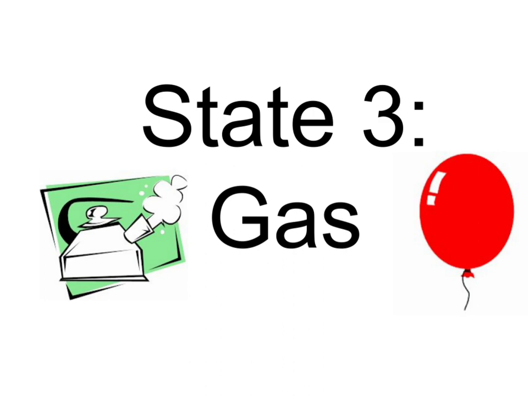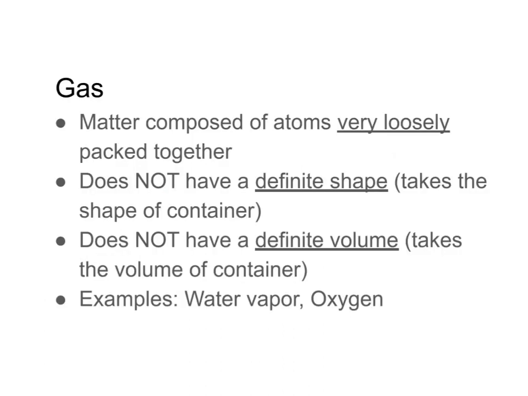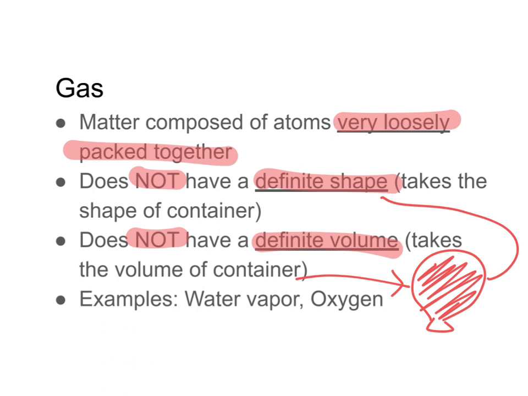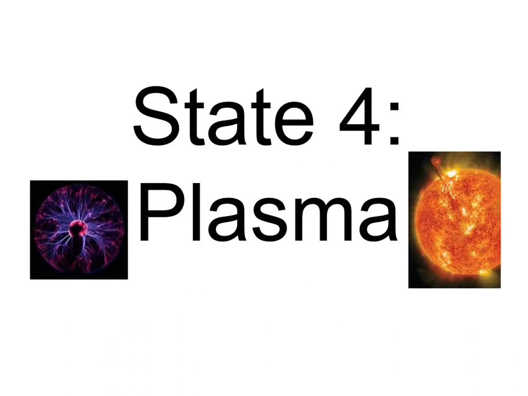Our third state of matter is gas. Gas is matter that is composed of atoms that are very loosely packed together. As a result, gas does not have a definite shape or a definite volume. Essentially, it takes the shape and it has the volume of whatever it fills. So, for example, if I were to put air into a balloon, the amount of space that that air is taking up would be the container, the balloon. And the shape that the gas is in is the same as the container, that balloon. Examples are water vapor and oxygen.